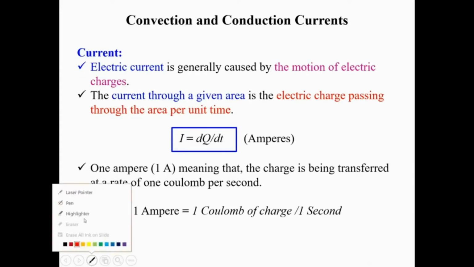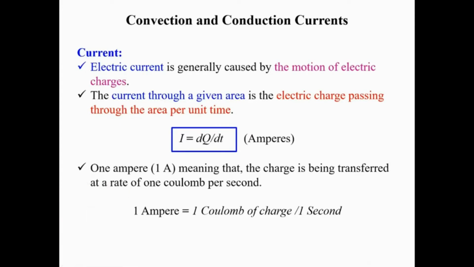So this part is more like theory. It's more towards the theories. So now we are talking about the convection and also the conduction currents, current I. So what is current?